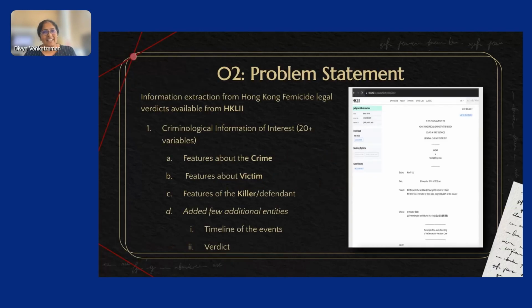So at a very high level, the problem statement is extraction of information from the Hong Kong legal verdicts, which are available at the Hong Kong Legal Information Institute. So what was the information of interest to us? They could be umbrellaed into three categories: features about the crime itself, features about the victim, and features of the killer. Here, of course, the legal verdicts are unstructured text. As we went along, I was also interested to extract a few additional entities from these, such as the verdict, the timeline of events, etc.